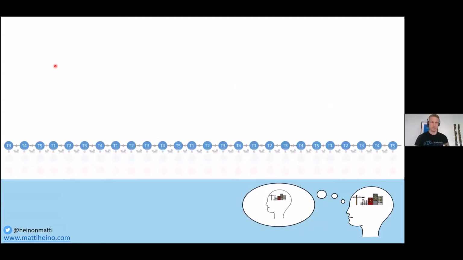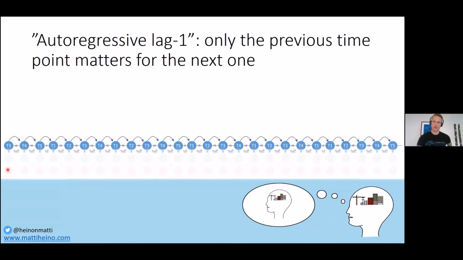But so if you only take one of these variables, we'll not focus on the multivariate case, but the conventional way of modeling time series is to use autoregressive models, where you assume that only the previous time point has an effect on the subsequent time point.